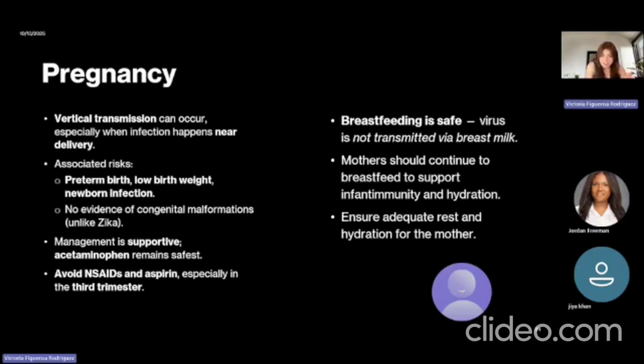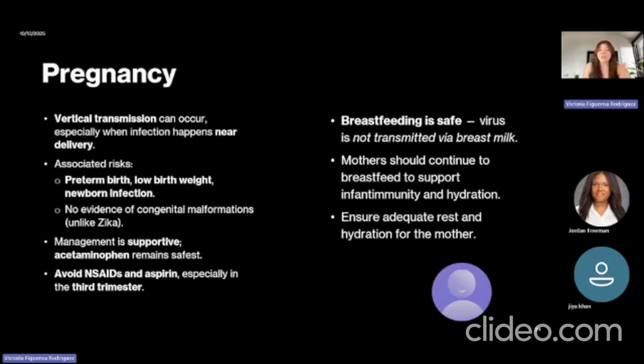Because if they are not, once again, eating well and hydrating well, then the baby is not getting the nutrients, so it's going to have a low weight when it is born, or the distress of the body can cause a preterm birth. There is no evidence at the moment of congenital malformations like it happens with Zika. With chikungunya, we have nothing reported at the moment related to that.